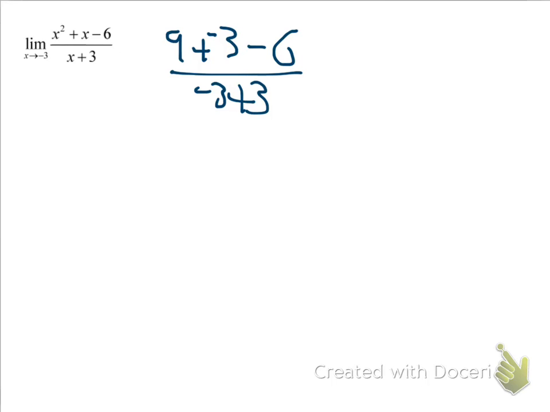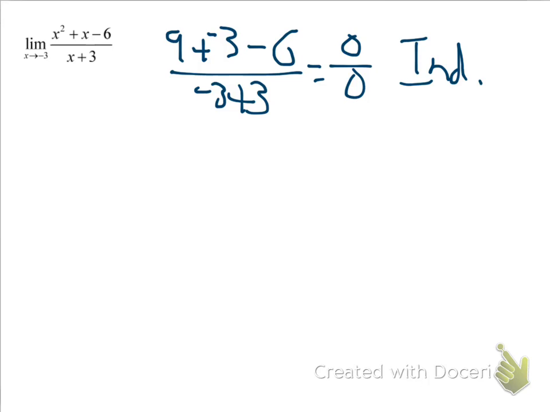For this problem, we want to start off the same way. We're going to begin by trying to evaluate the limit by plugging the number in, and if we plug it in, we get 9 plus negative 3 minus 6 in the numerator, and we get negative 3 plus 3 in the denominator. And if we simplify that, we find out that we get 0 over 0. And remember that this is called indeterminate form. That means that the limit probably exists, so we need to do something.